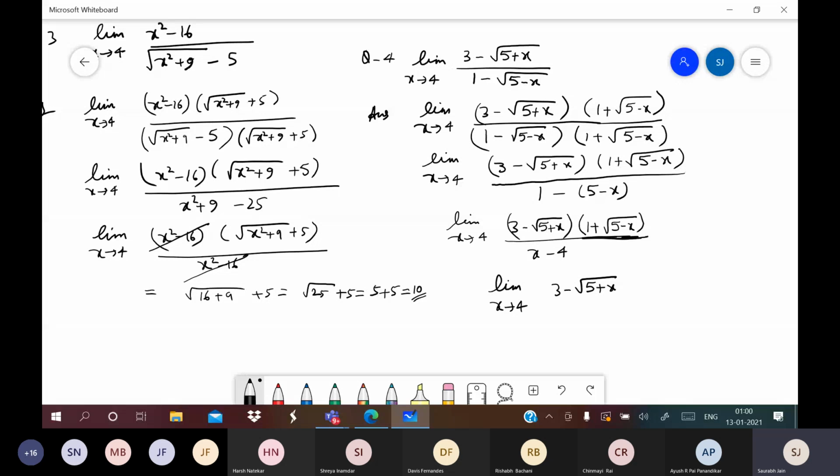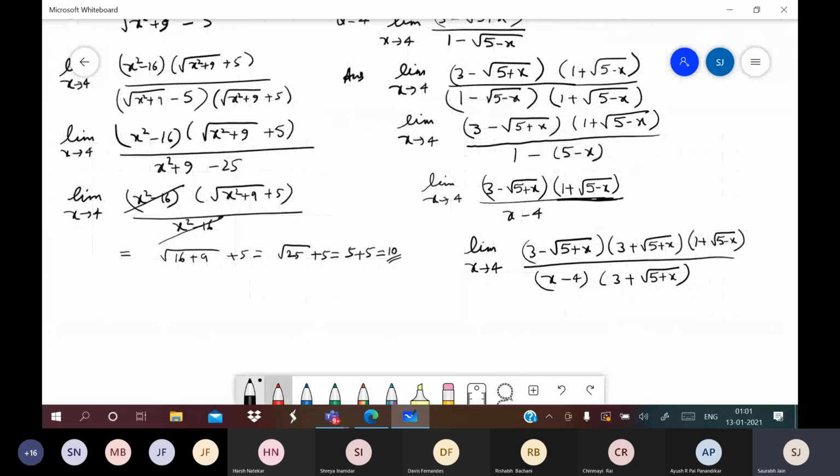So when I say numerator, I want the original question, this 3 minus under root 5 plus x. You multiply it by its rationalizing factor. Then this 1 plus root 5 minus x was already there. And the same term you will have to multiply in the denominator as well: 3 plus under root 5 plus x. Now you will use this identity in the numerator, which is a plus b into a minus b. So this will come out to be a square minus b square, 3 square is 9 minus 5 plus x. Use proper brackets. Whenever required, use brackets.